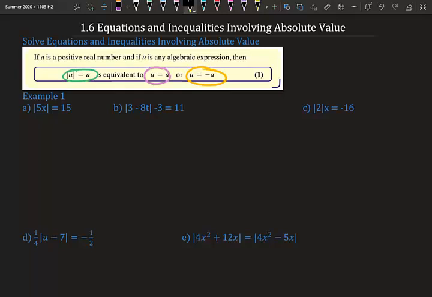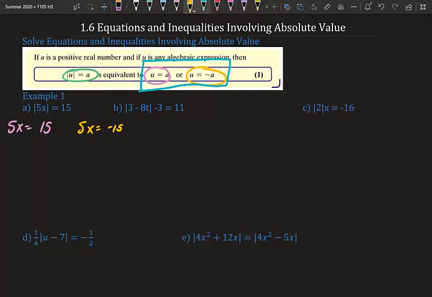So what do I mean by that? When we're looking at this part right here, do you notice the absolute value symbols? They went away and we're just left with inside equals positive and inside equals negative. So that's what we're going to do. We're going to have two equations. We have 5x equals 15, so inside equals positive, and then we'll have inside equals negative.